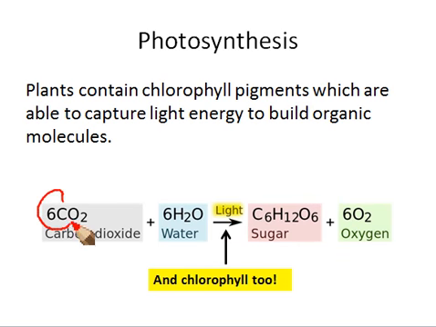We've got 6 carbon atoms as part of our carbon dioxide material, a reactant, and as our product we've got 1 molecule of sugar, glucose, but within that sugar there are the same 6 carbon atoms. And a useful byproduct for life on Earth is oxygen, which we all need for respiration.